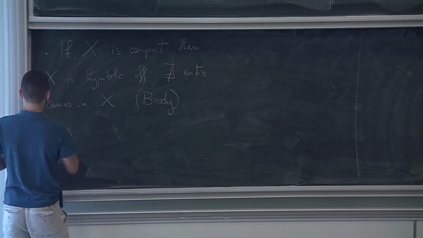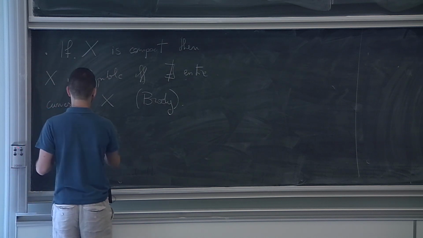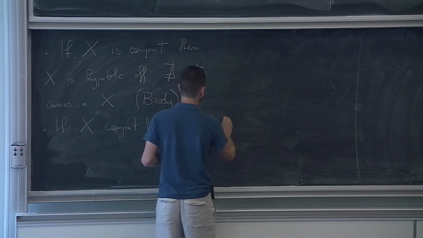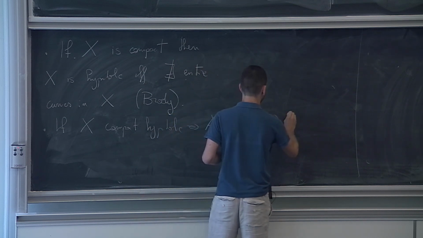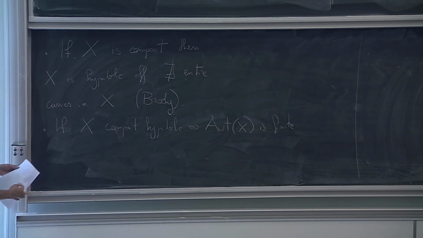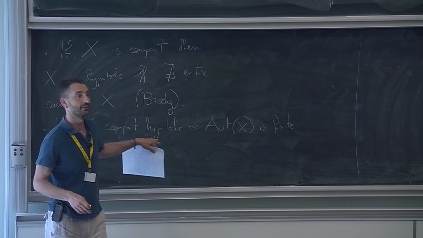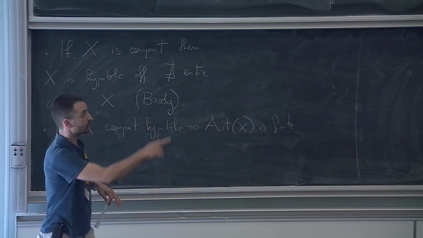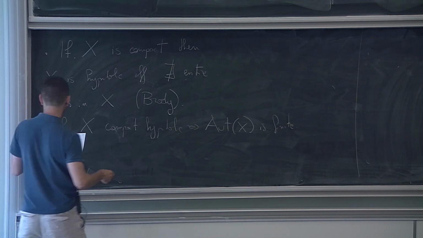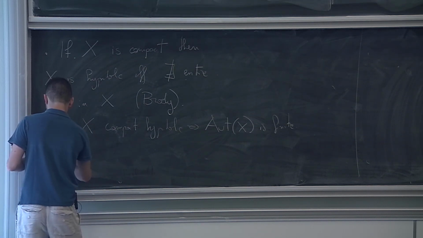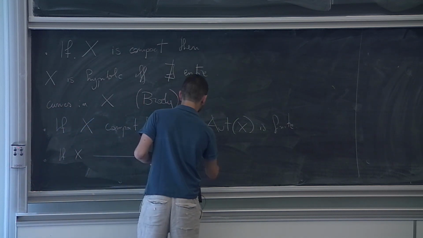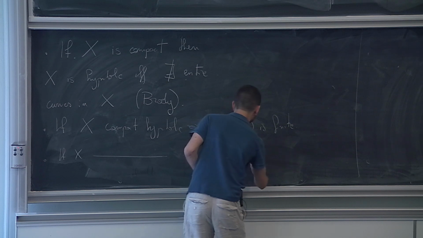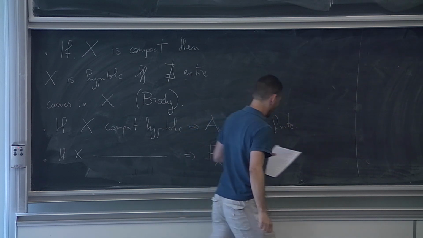Also, if X is compact hyperbolic, then the automorphism group of X is finite, because the automorphism group of a complex space is a complex Lie group, and coupled with the previous property it must be finite. And last, if X is compact hyperbolic, then you have a better regularity property for this infinitesimal metric, which is now continuous. That's a list of properties.